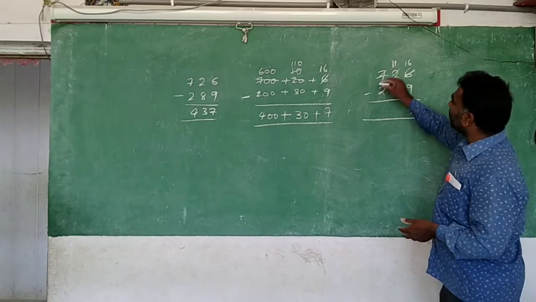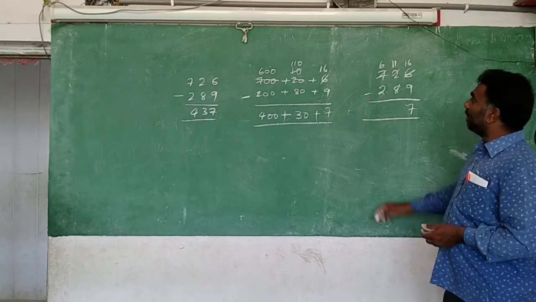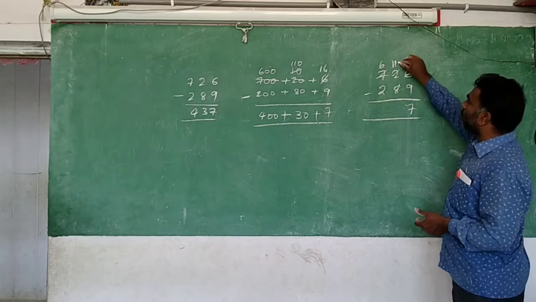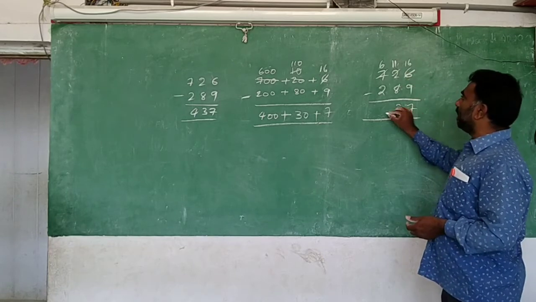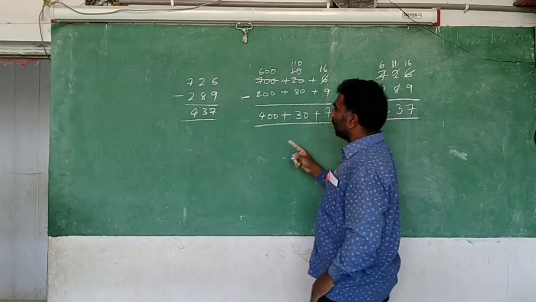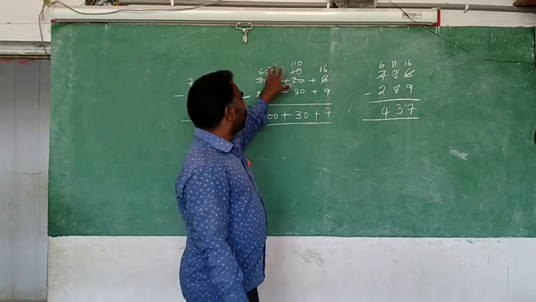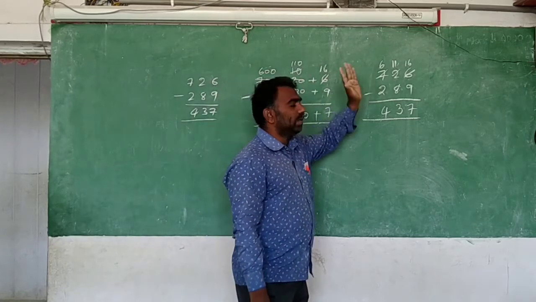And what is left here? 6 left. So 1 already is over here. That's why 6 left. Now, 11 minus 8 will be 3. 6 minus 2 will be 4. So this is the direct method, but it is the splitting method. Same meaning, same idea. Without splitting, we are just writing like this.